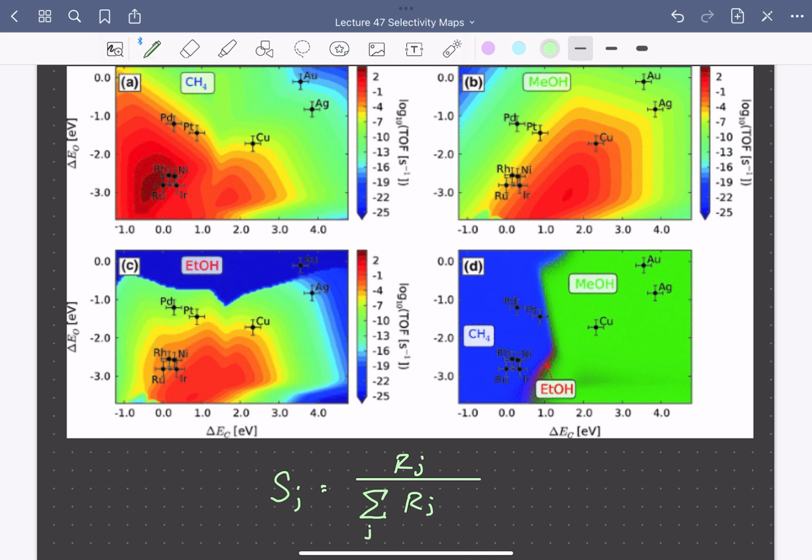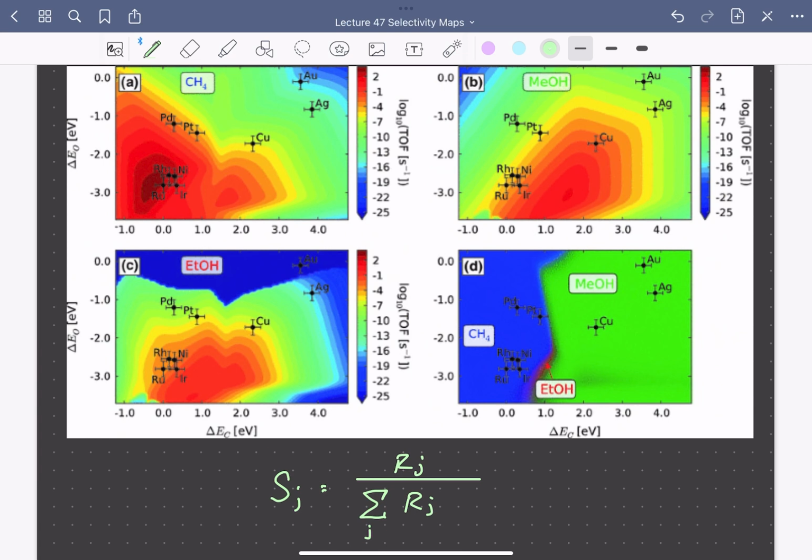So we can see on the right here, this green region, a group of catalysts that are selective for methanol production, which bind carbon very weakly. So this includes copper, silver, and gold. We also have a region of catalysts which are more strongly binding to carbon, which are selective for methane production.